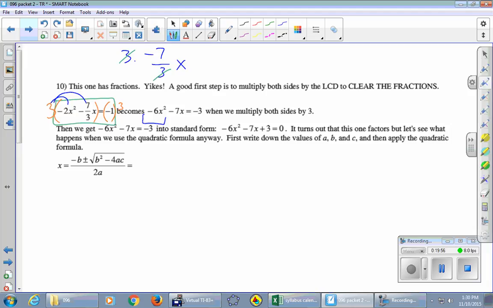So that negative 7/3 x becomes what? Negative 7x. Really easy to forget to do the negative 1 times 3. That's negative 3. Okay. All right, so it's looking better because we got rid of the fraction. What do we still need to build before we jump in with the quadratic formula? We've got to have equals 0. So let's add that 3 to both sides, and we get this. Negative 6x squared minus 7x plus 3 equals 0. So far, so good?